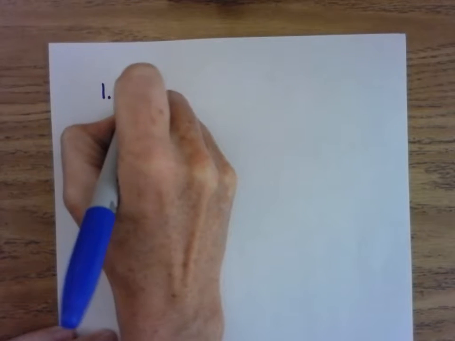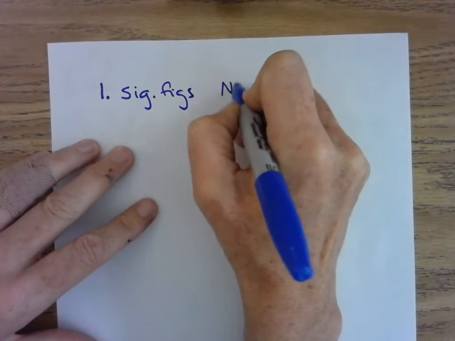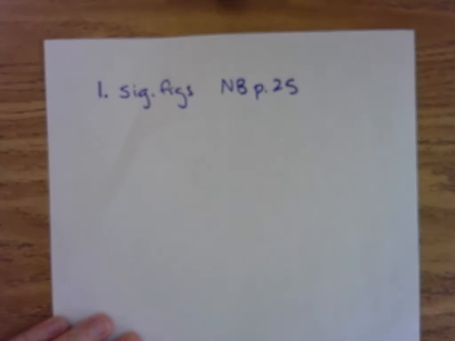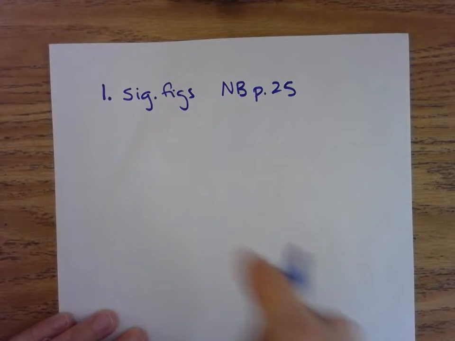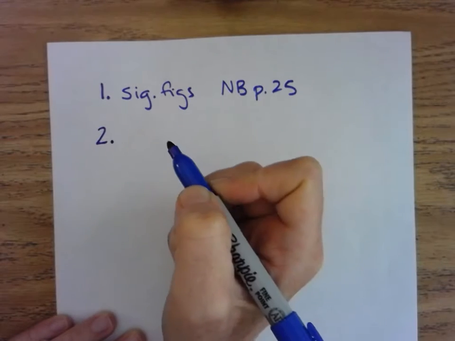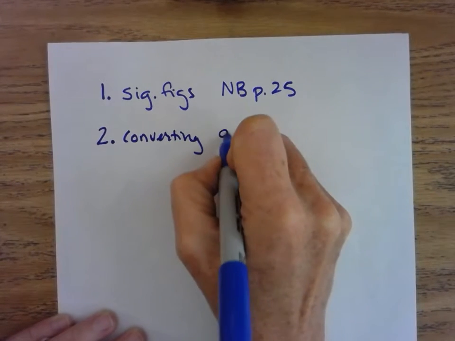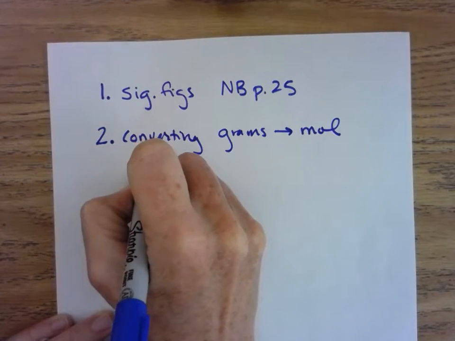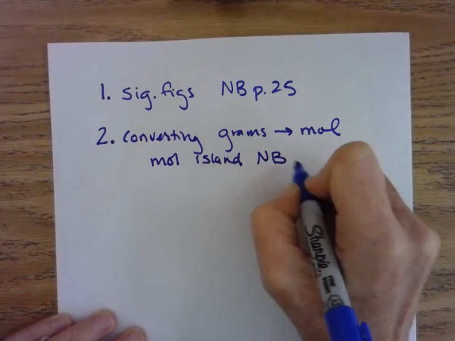The first thing is significant figures, right? And that's notebook page 25. That is going to affect you. The second thing that's going to affect you is converting grams into moles. We're going to use Mole Island for that. And somebody told me earlier today, that's in your notebook, page 107.